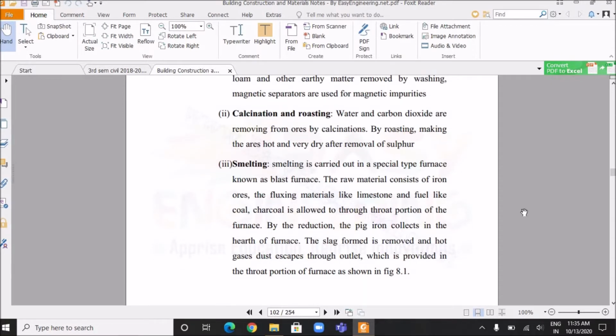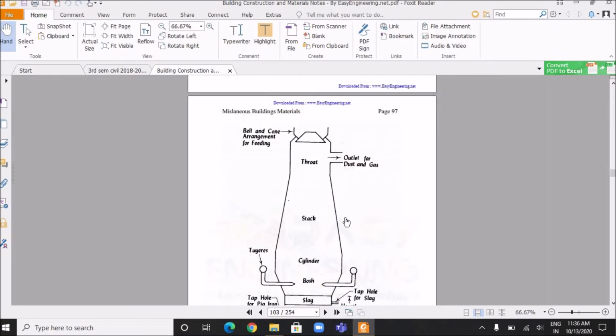Smelting. Smelting is carried out in a special type of furnace known as blast furnace. The raw material consists of iron ores, fluxing material like limestone, and fuel like coal. Charcoal is allowed to go through the throat portion of the furnace. By the reduction, the pig iron collects in the hearth of the furnace. The slag formed is removed and hot gases and dust escape through the outlet which is provided in the throat portion of the furnace. A figure has been given to you.